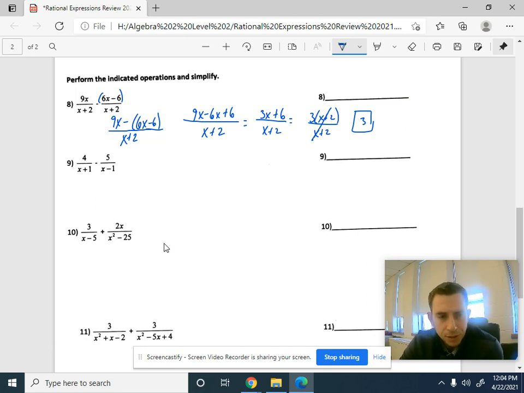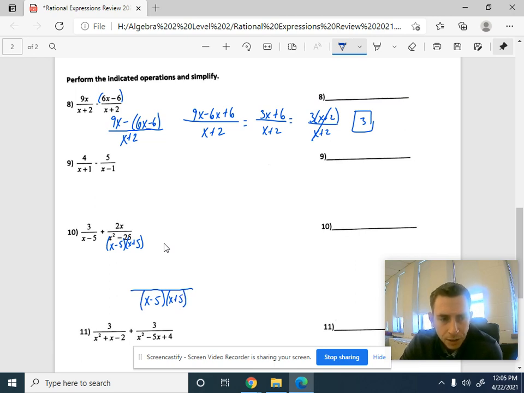Now, number 10, we have different denominators. Okay, clearly. But first thing I got to make sure is that I factor the denominator. So x minus 5 and x plus 5. Once my denominators are as factored as they can be, I'll make my least common denominator, which is x minus 5 and x plus 5.